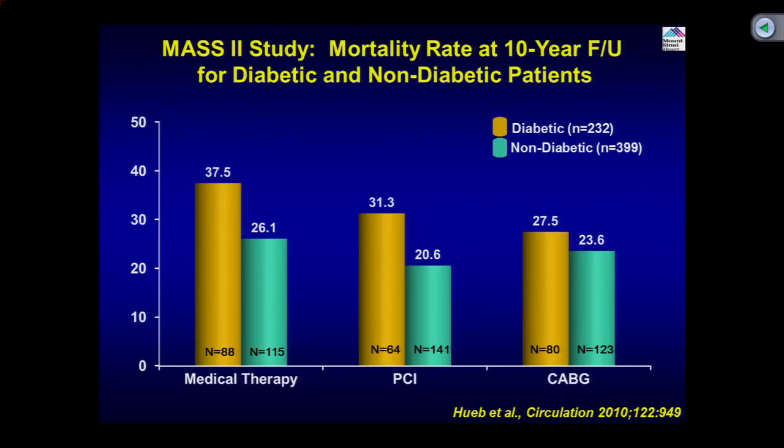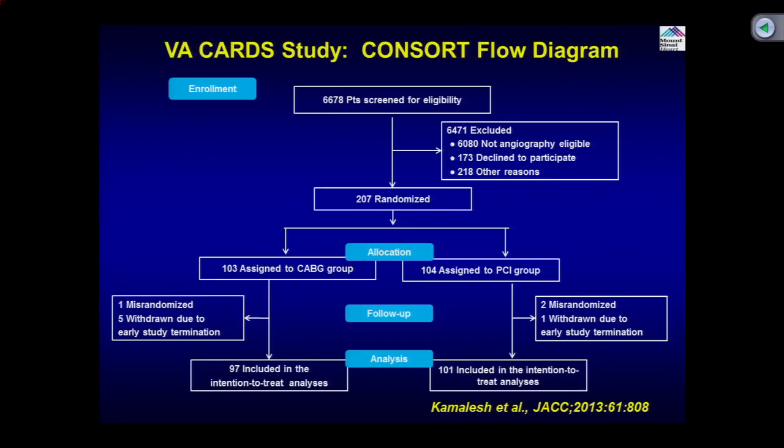Study after study has shown that diabetic patients have a bad outcome. No surprise. This is the 10-year data of the MASS II, which compared medical therapy, PCI, or CABG. You can clearly see that in any group, whether PCI or CABG, there is a lower event rate and lower mortality in non-diabetics versus diabetics. Clearly, in the PCI group, there is a much bigger difference in diabetics versus non-diabetics, which we knew.